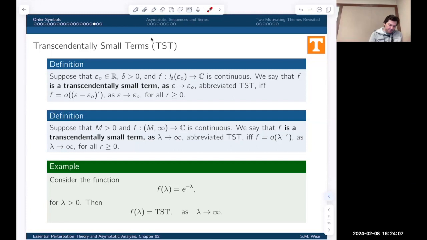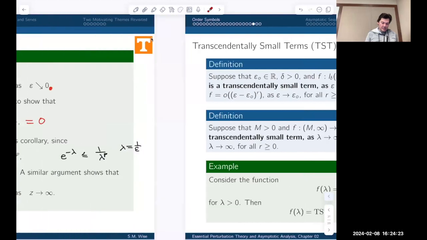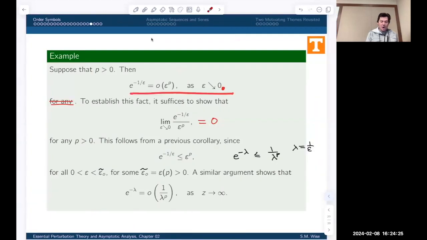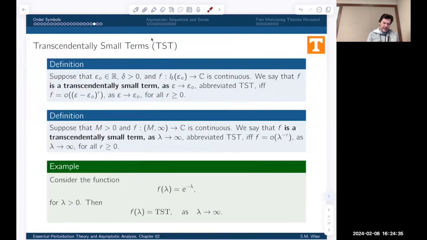If and only if f is little o of epsilon minus epsilon naught to the r power as epsilon goes to epsilon naught for any r. Okay, so notice that we have exactly this case here. R's playing the role of p. Epsilon naught, of course, is 0. We're going to 0 simply there. But notice that as this guy goes to epsilon naught, epsilon minus epsilon naught is going to 0. So it's basically the same idea.